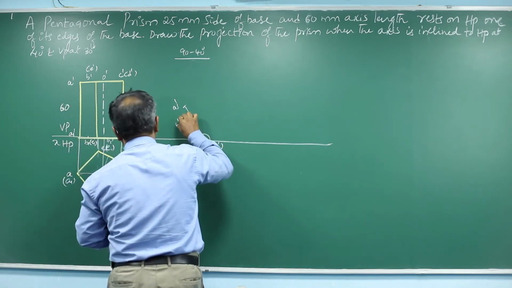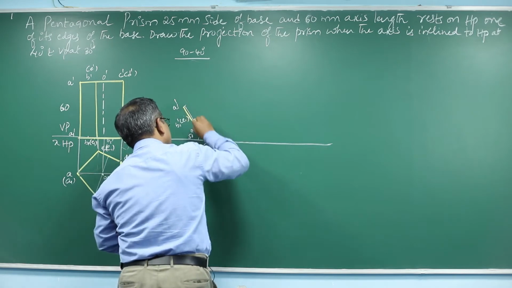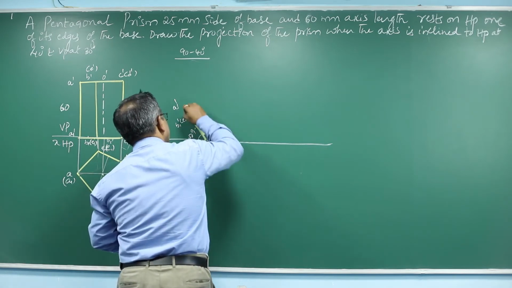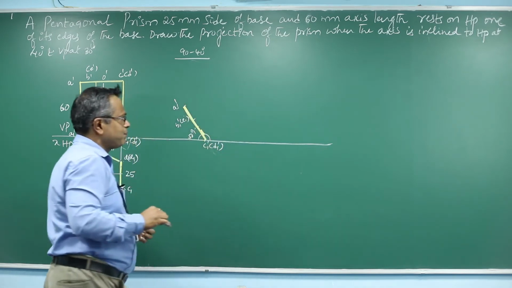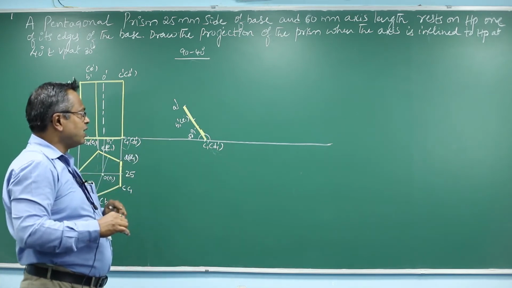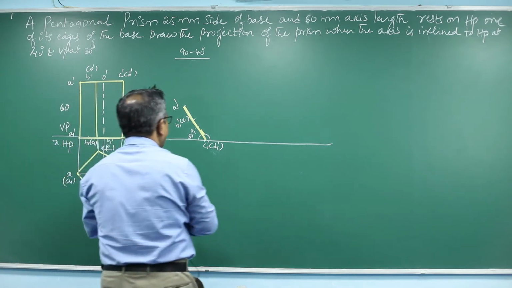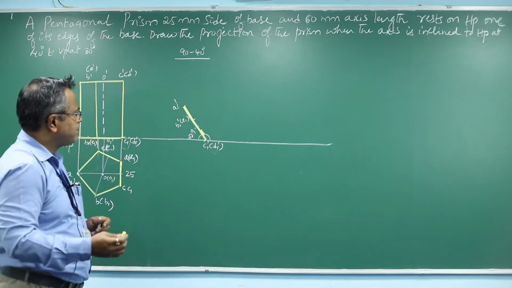This is my B1 dash comma what? E1 dash. So initially what I did, you draw a baseline which is inclined to HP at an angle 50 degree, not at 40 degree. Automatically the axis becomes what? 40 degree to HP. So now how do we reconstruct this figure?